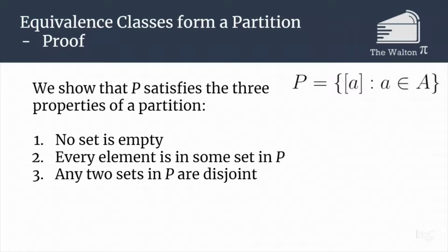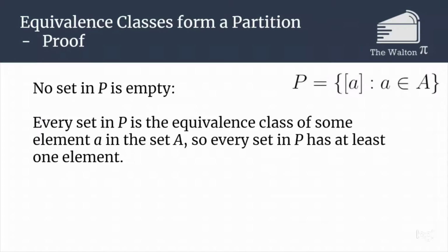In order to show that this forms a partition, we need to show that P satisfies the three properties of a partition. Namely, that no set is empty, every element of A is in some set of P, and any two sets in P are disjoint. Let's start by proving that no set in P is empty. We know that every set in P is the equivalence class of some element in the set A, so that means that every set in P has to have at least that element in it. So no set is going to be empty.